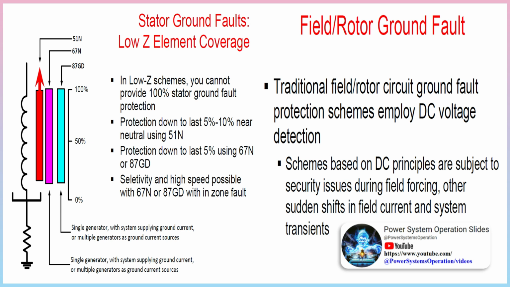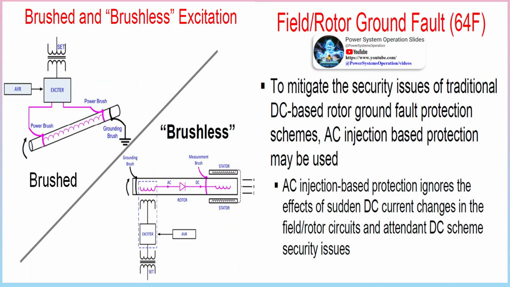87GD uses currents with directionalization for security and selectivity. 87GD is set faster than 51N and may use a short definite time delay. Ground current should not flow into a generator from the terminal end under normal operating conditions. Ground current should not flow unchallenged into the machine.